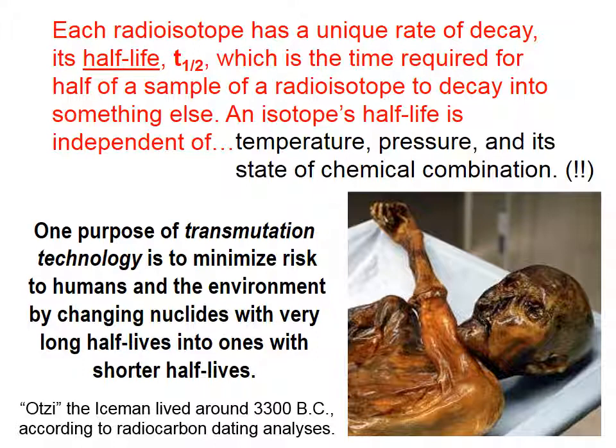One purpose of transmutation technology is to minimize risk to humans and the environment by changing nuclides with very long half-lives into ones with shorter half-lives. If we use this technology to change isotopes with long half-lives into ones with shorter half-lives, such that the radiation will have diminished to a greater degree in a shorter amount of time, that's really the only thing we can do. If we don't do that, we just have to wait.